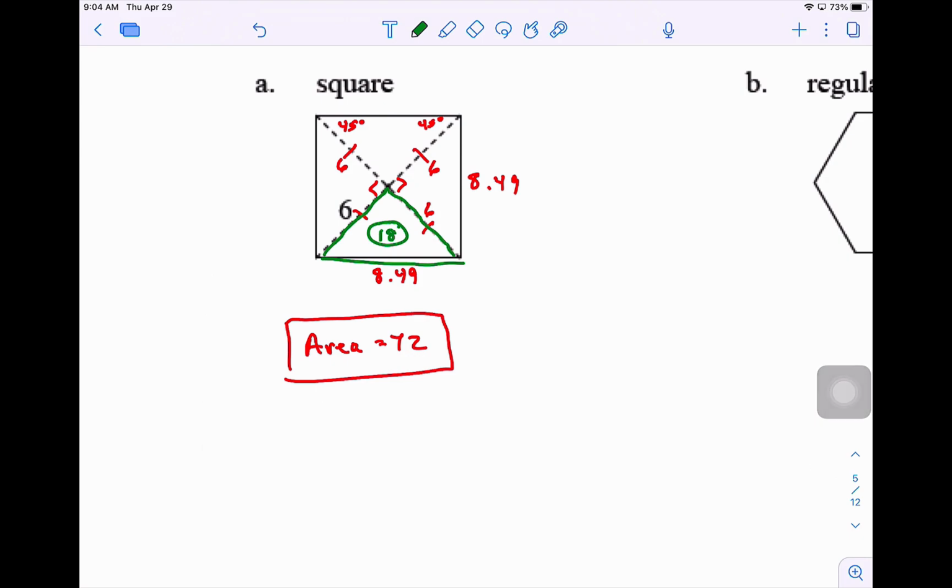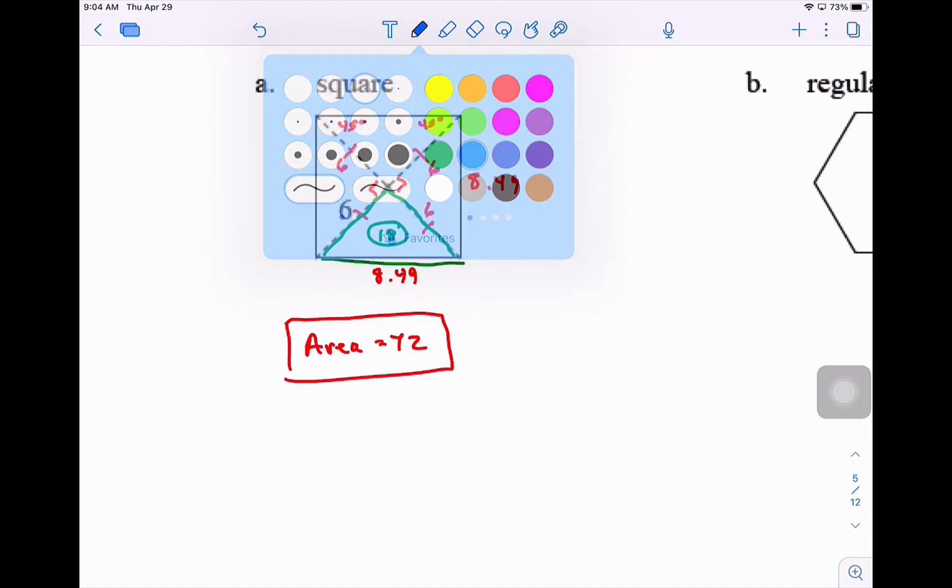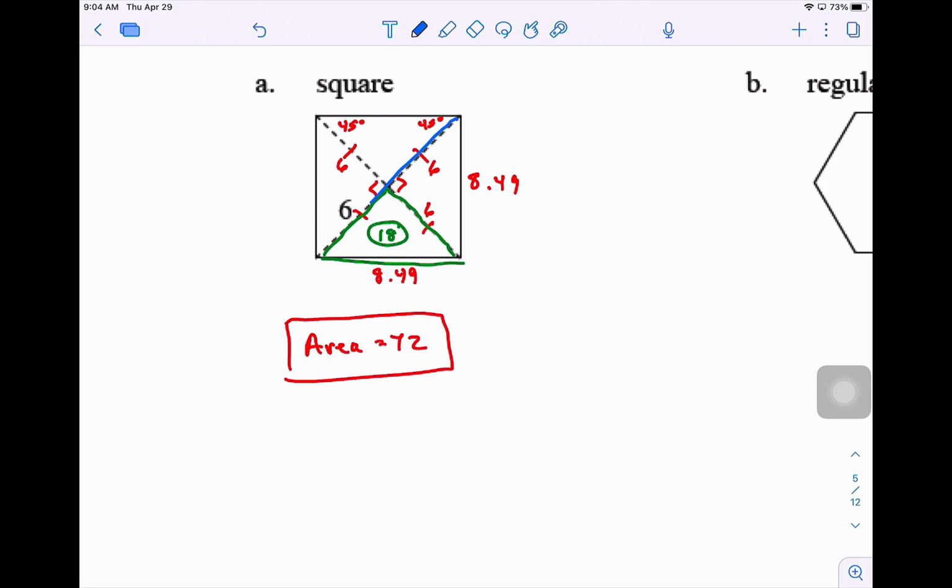I don't know if anybody did it this way, but I've seen it this way in past years. You could have cut this into 2 triangles. I think, Gary, you were talking about that. You could have cut this rather than into 4 triangles. Maybe look at it as 2 triangles and say, let's take a look at this half, try to find the area of that triangle, and then just double it rather than multiplying by 4. That's perfectly fine. You should get the same answer of 72.